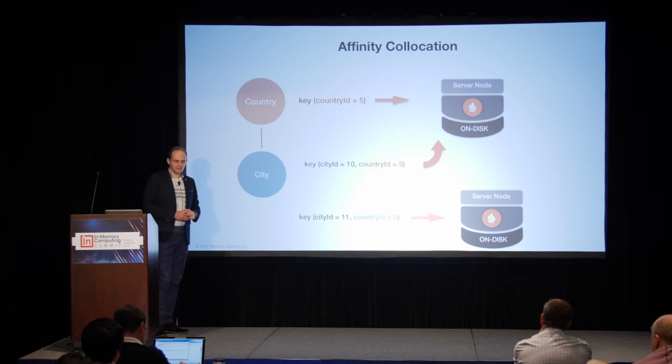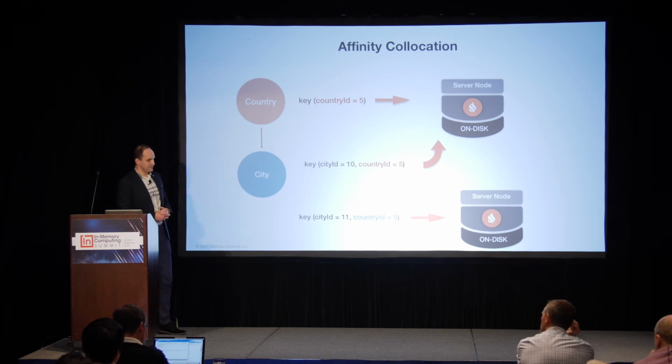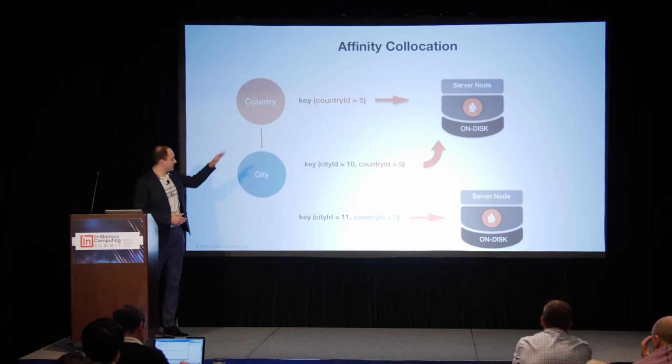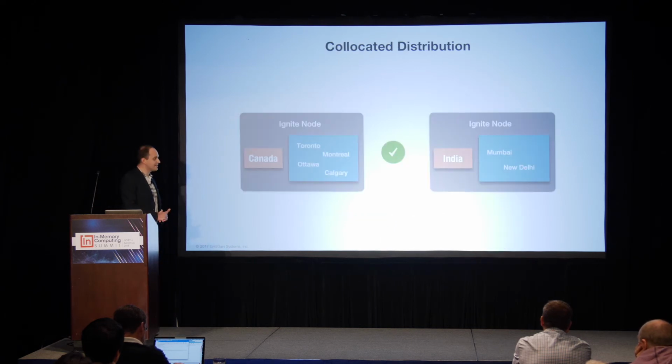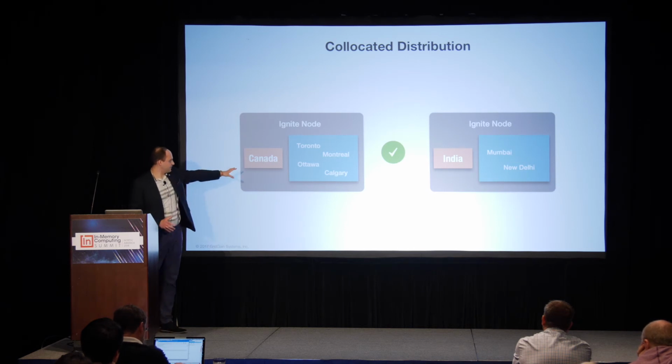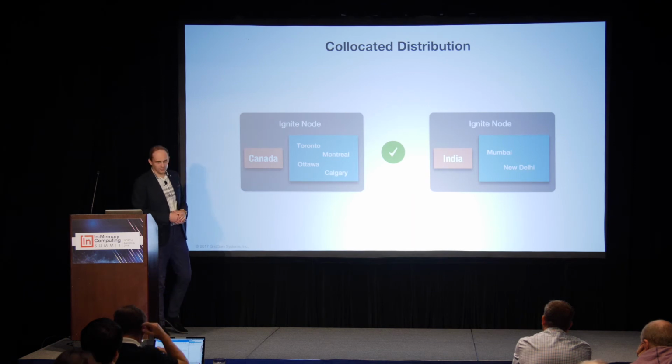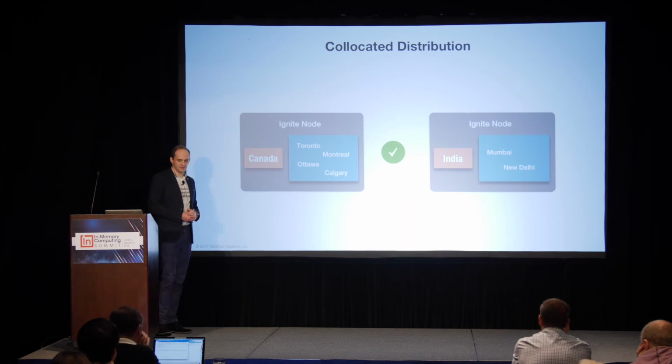So we are fine with that. But everything with country ID 5 has to be on the same node where the country 5 is. And once we do that, we get distribution like this. So we would have a Canada here and all the Canadian cities right next to Canada. And the same happens to India and, again, all other countries.